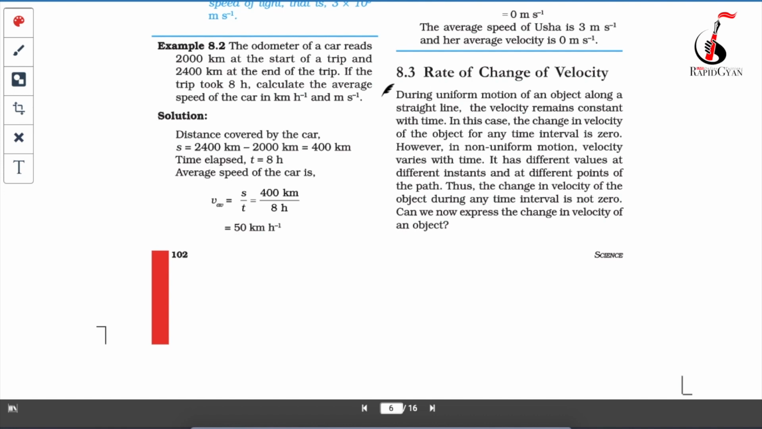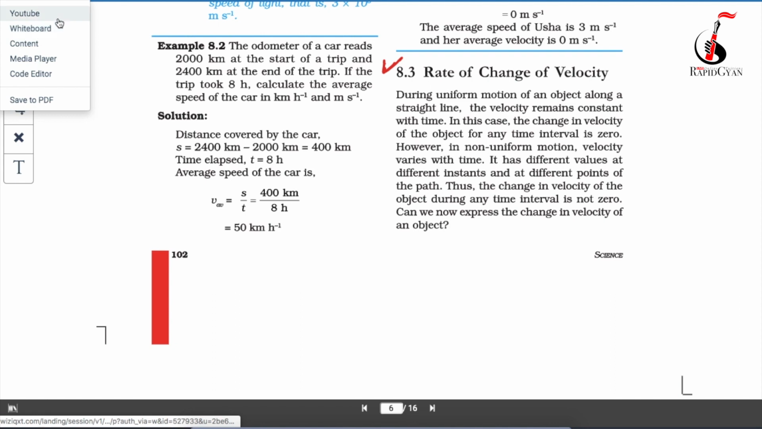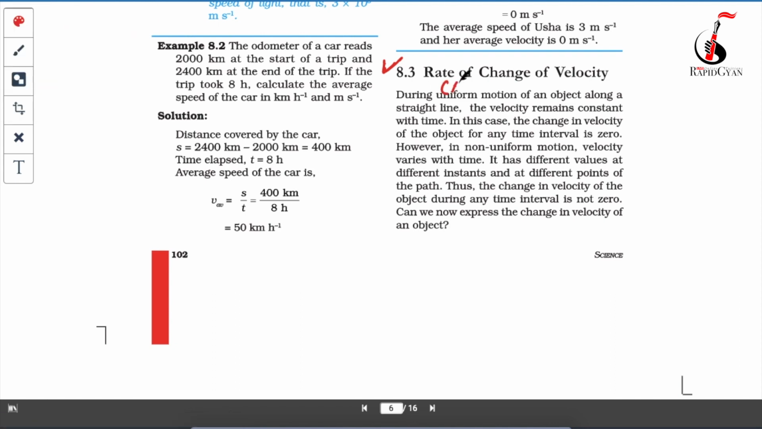Hello everyone. So today we are going to start the rate of change of velocity. In this video we will study what the rate of change of velocity is, and we'll solve numericals on this. I will explain with an example what this rate of change of velocity is, which by the way is also called acceleration, or we can also say retardation.